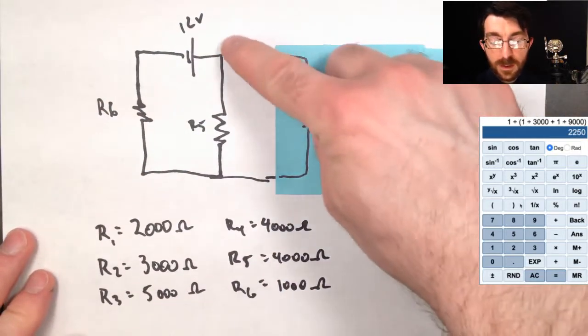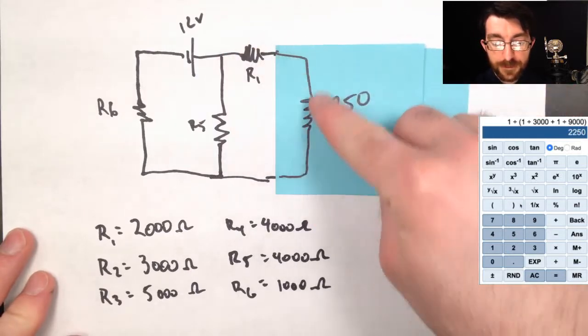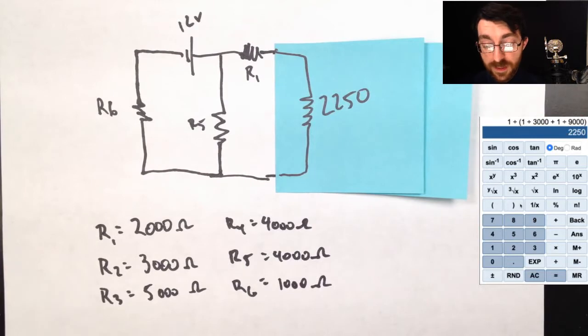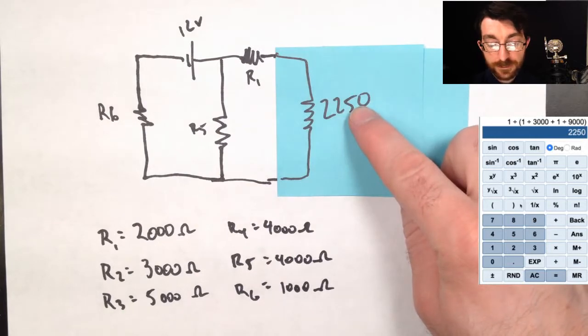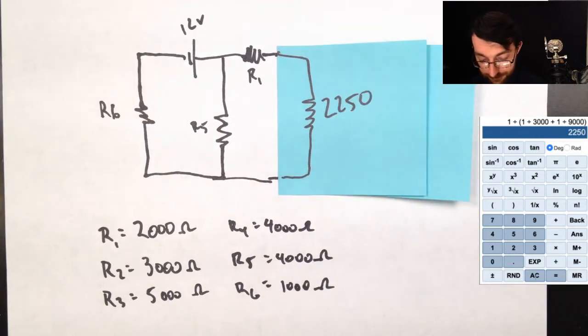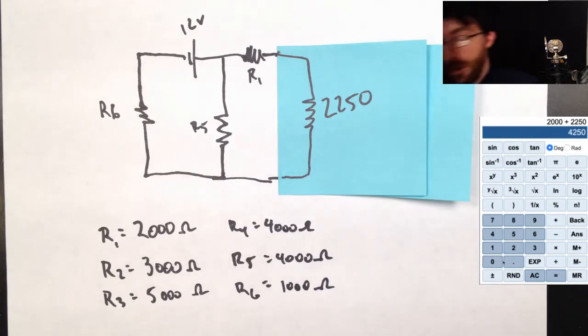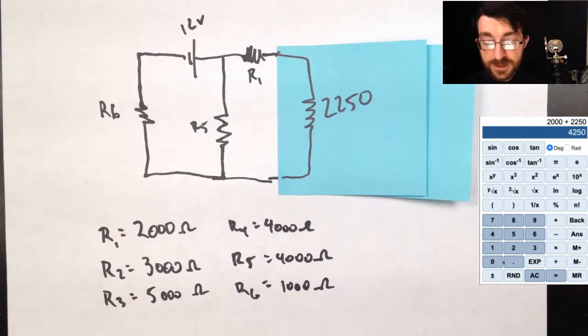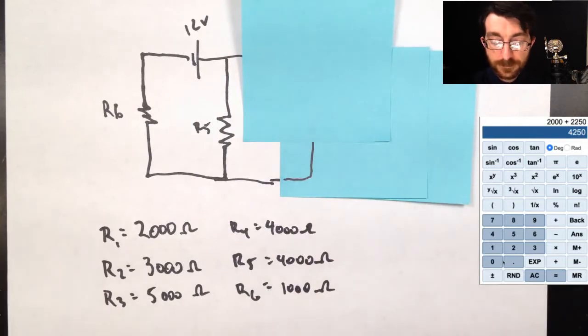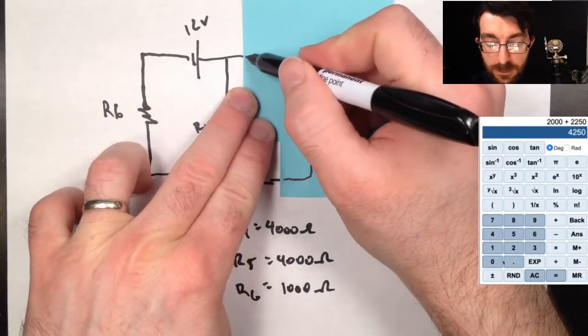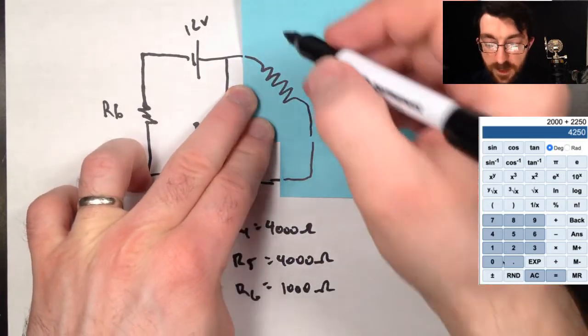All right, now what? Look at those two. They're in series. See that? Which means you can replace them with their simple addition. This one is 2,000. This one is 2,250. And so let's just add those up. 2,000 plus 2,250. 4,250, which means we can drop a marker. Yep. Which means we can take those two and replace them with this single 4,250.